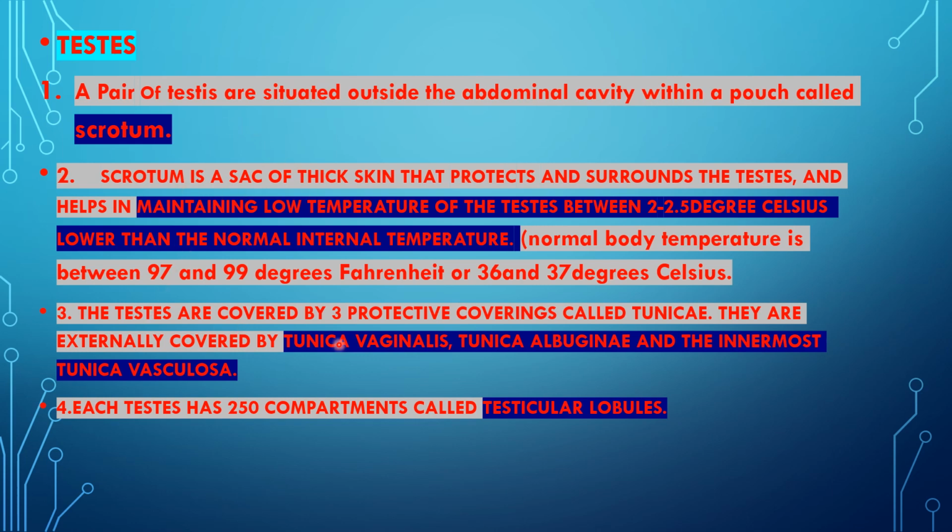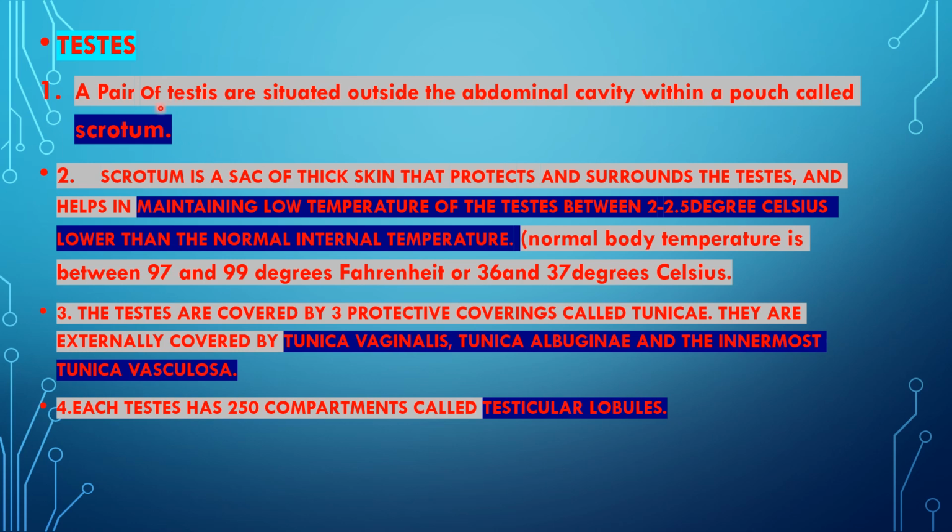So the testes are covered by 3 protective coverings, which are called tunicae. They are externally covered by 3 protective layers: tunica vaginalis, tunica albuginea, and the innermost layer, which you call tunica vasculosa. In adults, each testis is oval in shape with a length of about 4 to 5 centimeters and a width of around 2 to 3 centimeters, and each testis has about 250 compartments, which you call the testicular lobules.